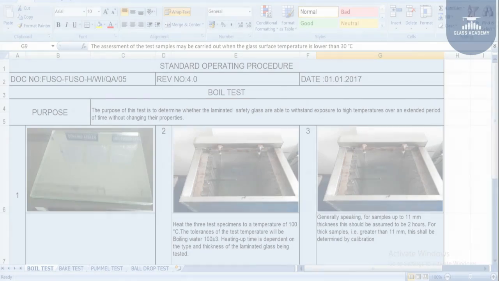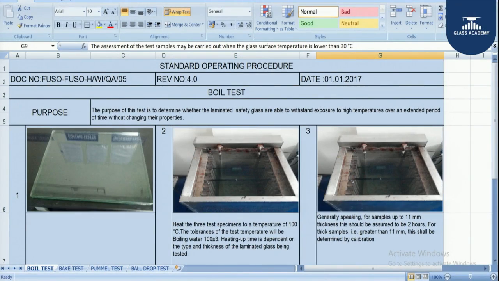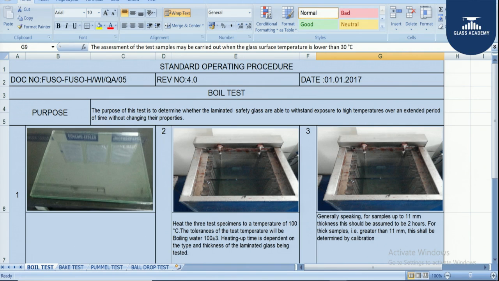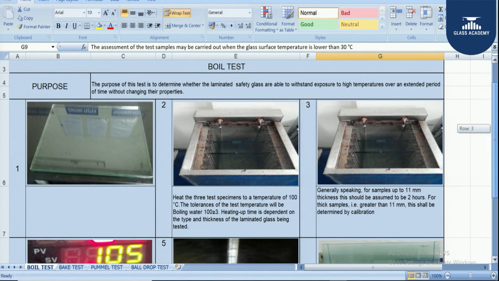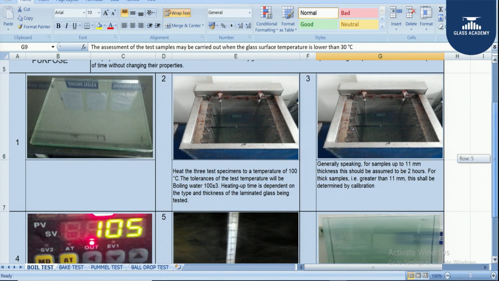Now we are going to see the tests that we do for laminated glass. Let us take the boil test. The purpose of this test is to determine whether laminated safety glass is able to withstand exposure to high temperatures over an extended period of time without changing its properties. The steps are: first we take a laminated glass, and we need a boil test chamber. We fill the boil test chamber with water and keep the water temperature at 100 degrees centigrade. We place the glass samples inside the water for 2 hours.